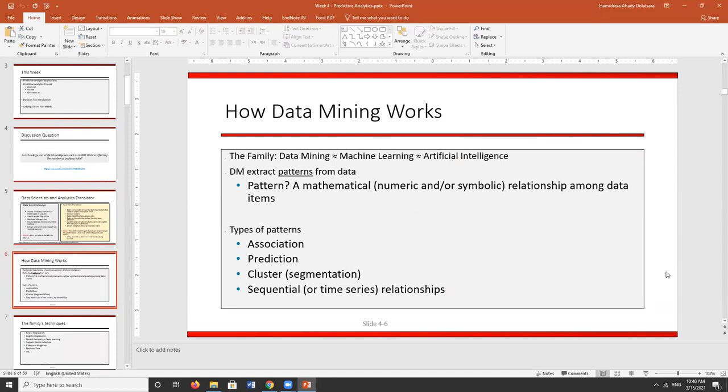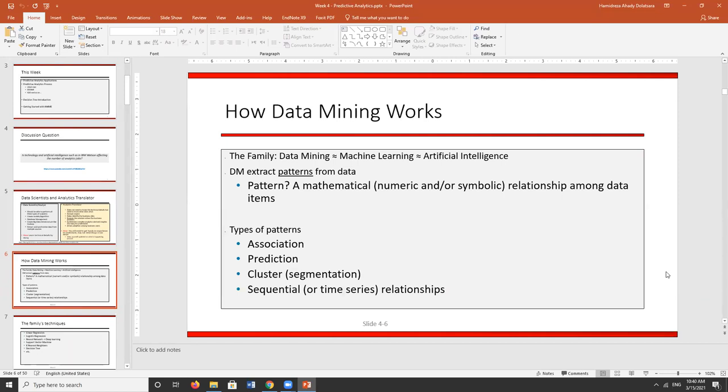So let's talk about data mining. Basically, there is no biblical definition. Usually, when we talk about data mining, it's kind of synonymous with saying machine learning or artificial intelligence. People might use the same definition for all of them, but you can also find some slight differences.